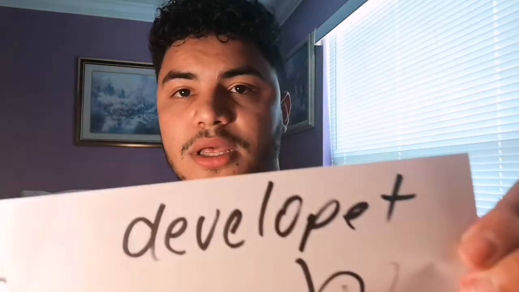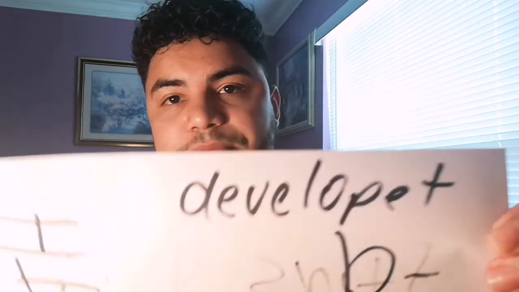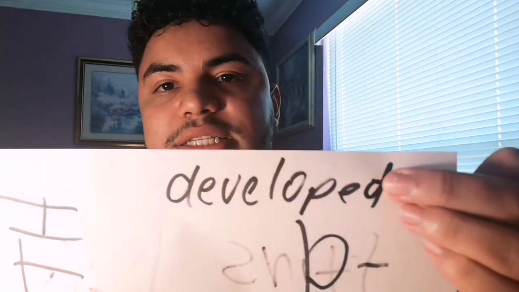Developed. Okay? No, sorry. It's a D, developed, okay? It's a D, but the sound is T, okay? Developed. And then we have Q. But the Q is the K sound, so the same thing.